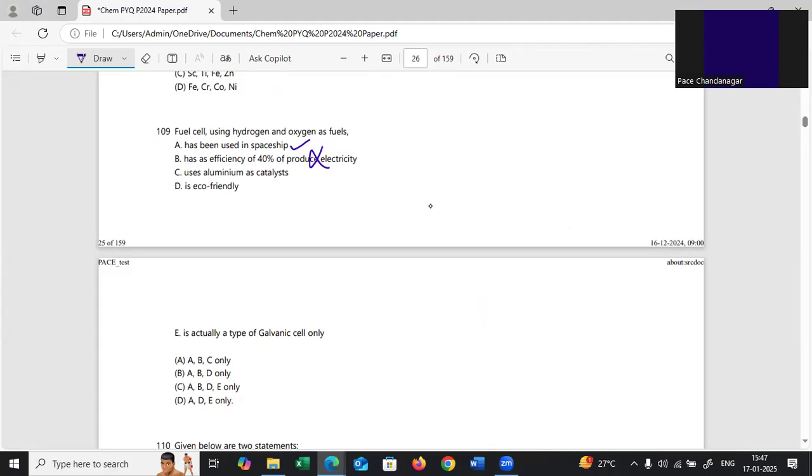Efficiency 40%? No, not at all. Uses aluminium as a catalyst? No, it is not aluminium as a catalyst. And it is a type of galvanic cell, eco-friendly. Okay, you can go with eco-friendly also. A and E definitely yes. So you can go with D also. Yes, this fuel cell is eco-friendly. So option D is right there.